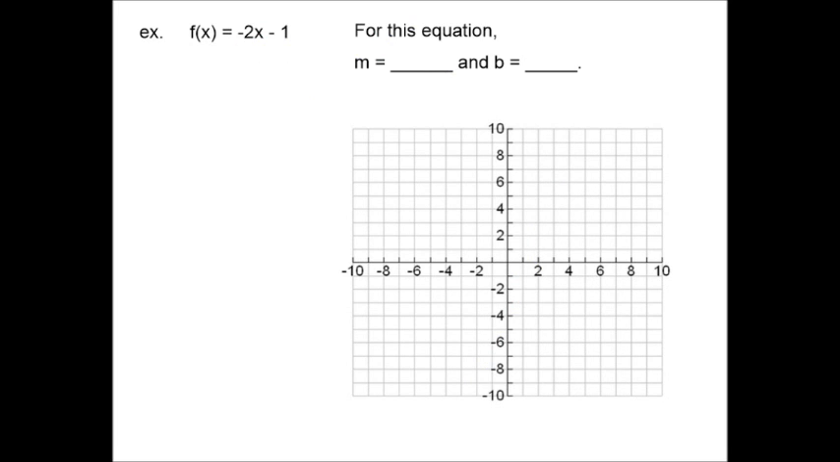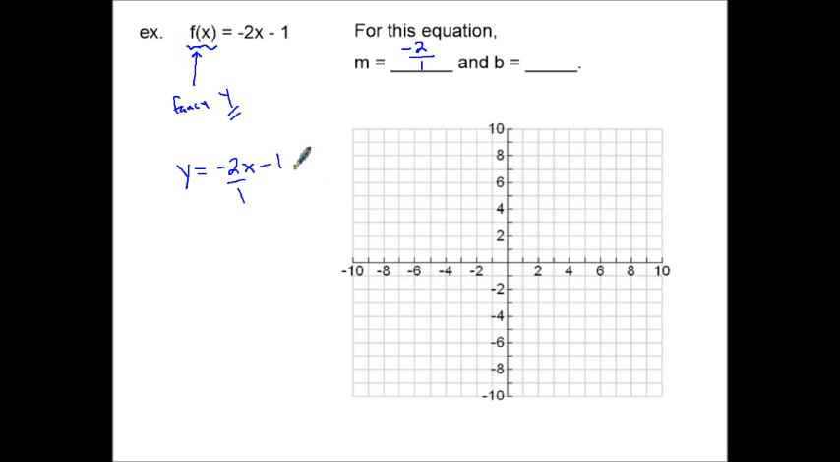Here's another example, and here's something that people kind of freak out about sometimes. I got that f of x in there. Remember we talked about that previously. Remember that f of x is a fancy way to say y. So it's just a fancy y. So really, if you wanted to, you could rewrite this equation as simply y equals negative 2x minus 1. So if you don't like that f of x, rewrite it. It's not going to hurt anybody's feelings. But for this equation then, m equals whatever it equals, in this case negative 2, and again, write that over 1 if it helps you. Again, I could write it like that right there if I want to.